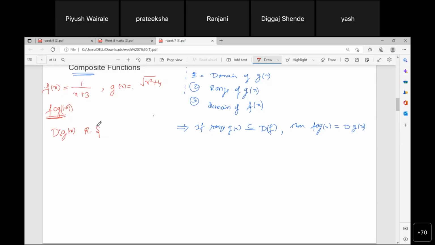Okay. Now what is the range of g of x? It cannot take a negative value, right? x squared can only be 0 onwards, so the range is 2 to infinity, right? Now the third step is the domain of f of x. So what is the domain of f of x?